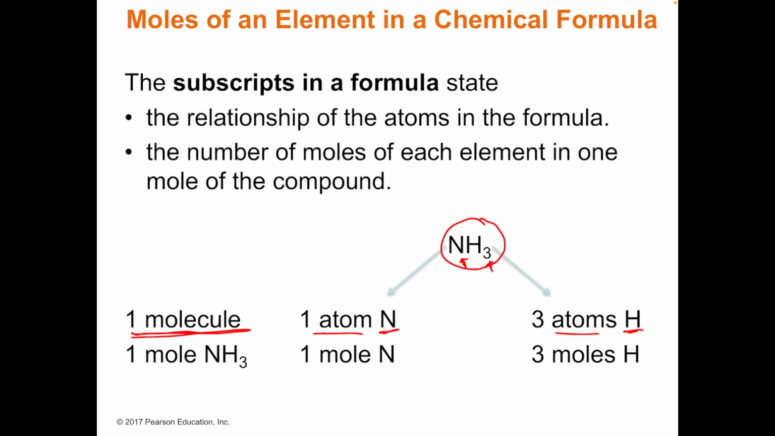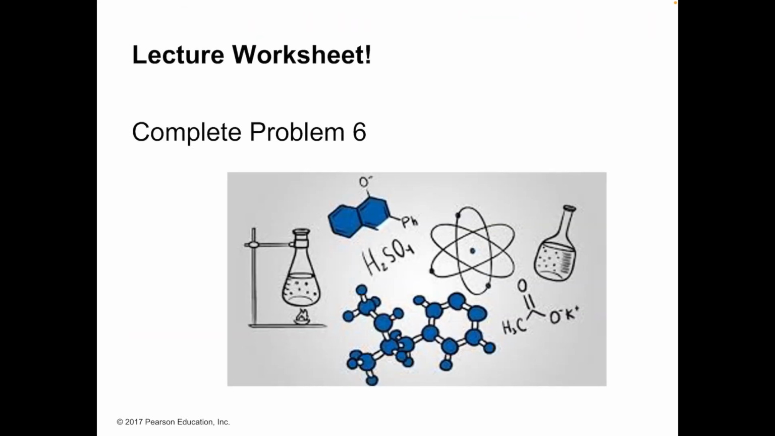If I had instead 1 mole of nitrogen trihydride, 1 mole of ammonia, that means I have 6.022 times 10 to the 23rd ammonia molecules floating around. But if I broke that all apart, I would end up with 1 mole of nitrogen atoms and 3 moles of hydrogen atoms from that 1 mole of ammonia. So the subscripts are telling us a relationship between molecules and atoms, or moles of our compound and moles of our elements. So we can use these again as conversion factors to do some fun math.